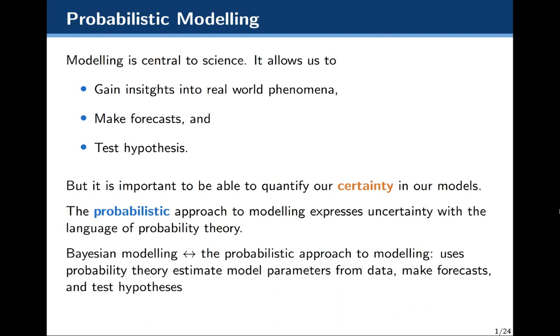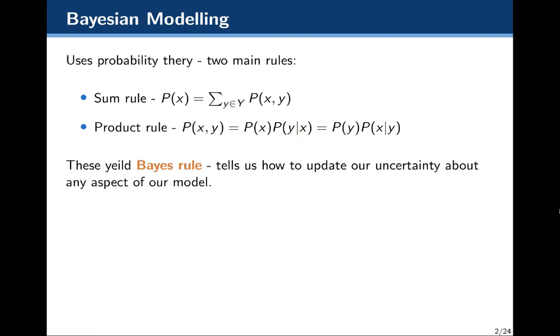And in these talks, we're going to use Bayesian modeling and probabilistic approach to modeling as being synonymous. Basically, they both use probability theory to estimate model parameters from data, make forecasts, and test hypotheses. Bayesian modeling uses two main rules from probability theory: the sum rule and the product rule. These are some basic probability theory rules that you may be familiar with. And importantly, these yield Bayes' rule, which is an important formula for us in probabilistic modeling because it tells us how to update our certainty about any aspect of our model.